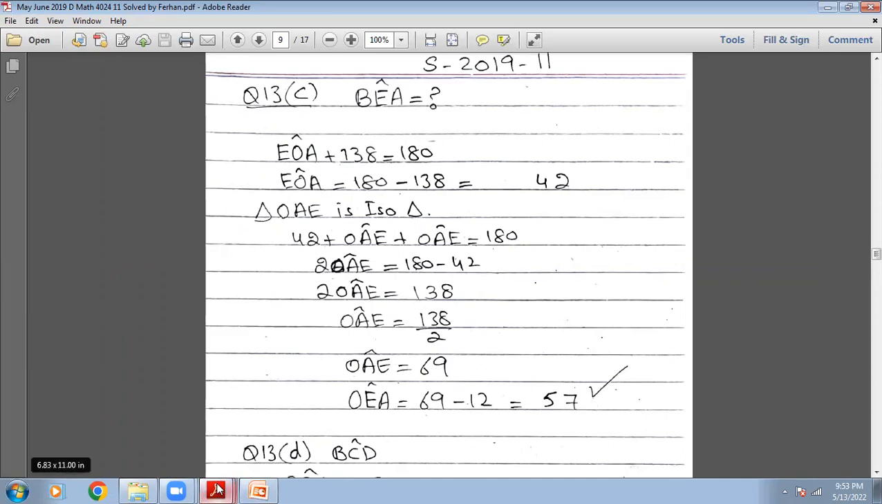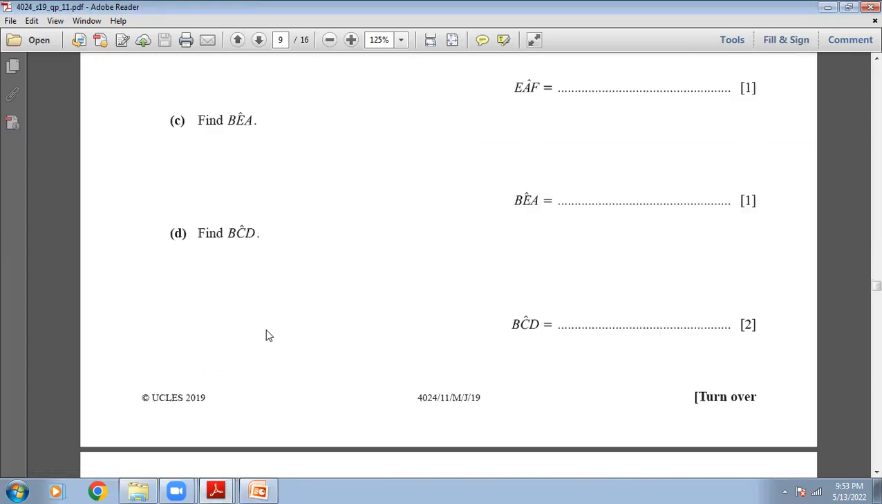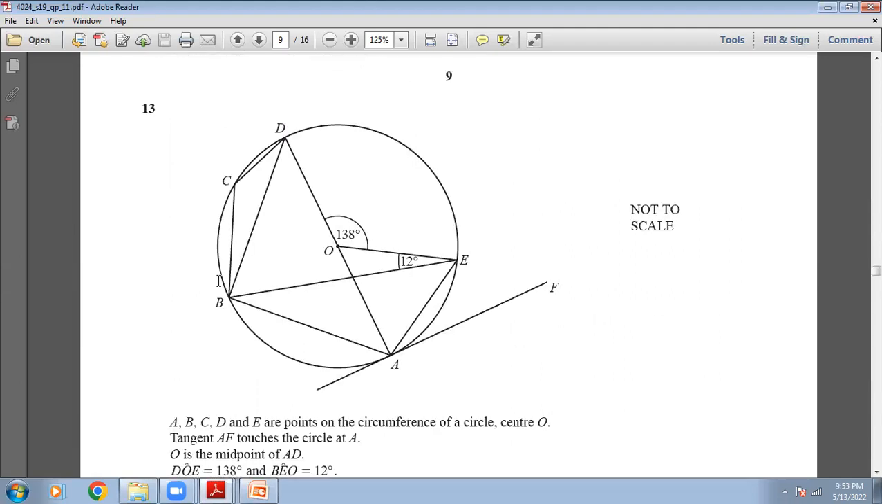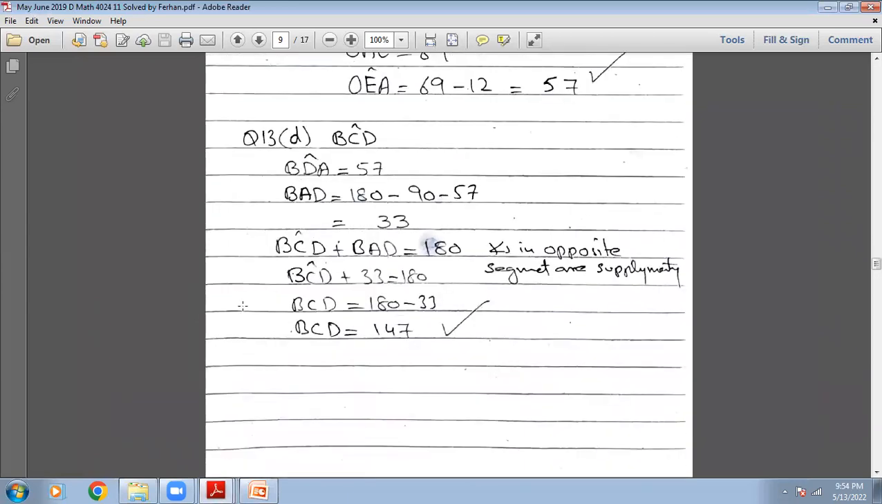Very simple. The next question they are asking is find the BCD. They want me to find out this angle. This can be a cyclic quadrilateral, but if I know this angle and I know this angle, okay. So let me show you my strategy.